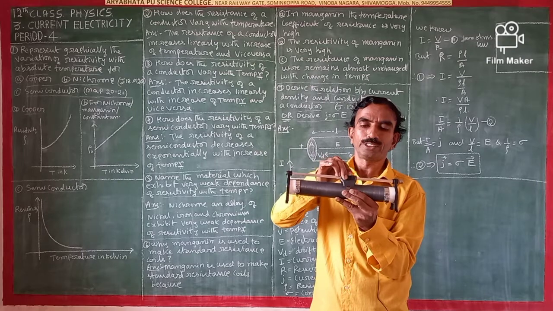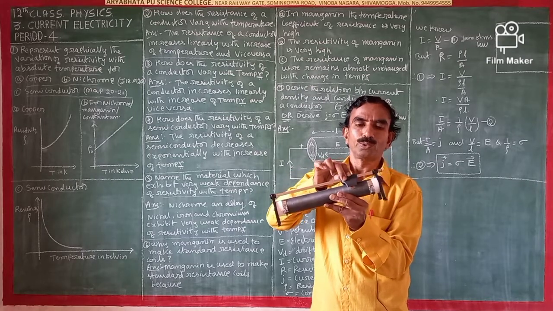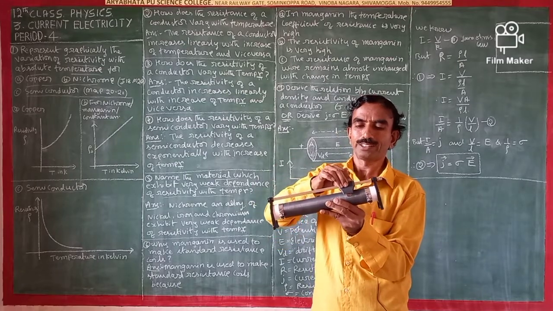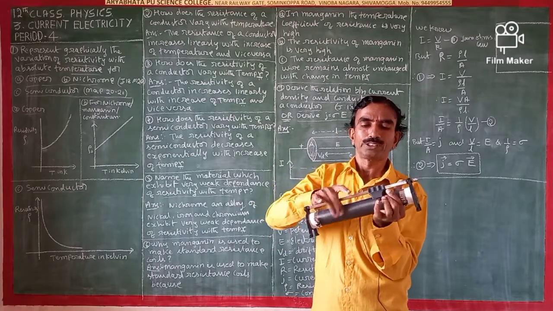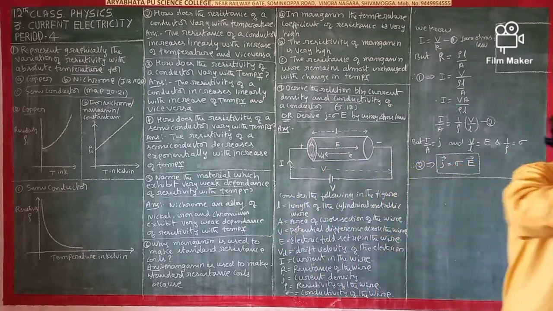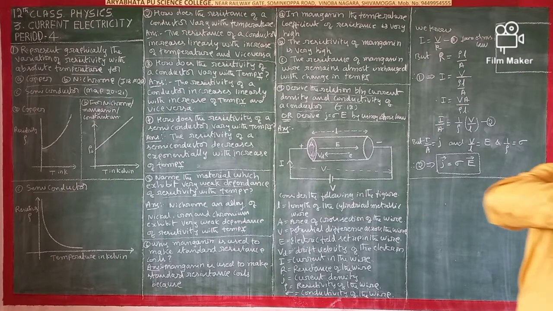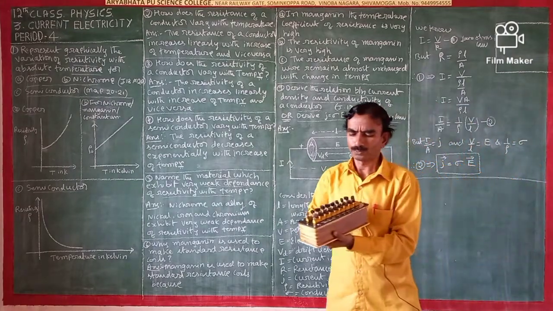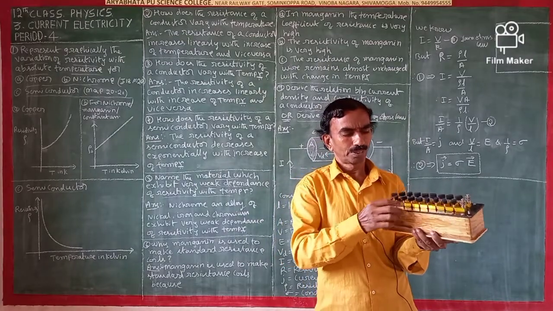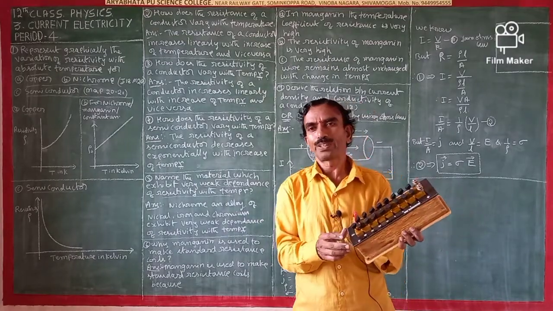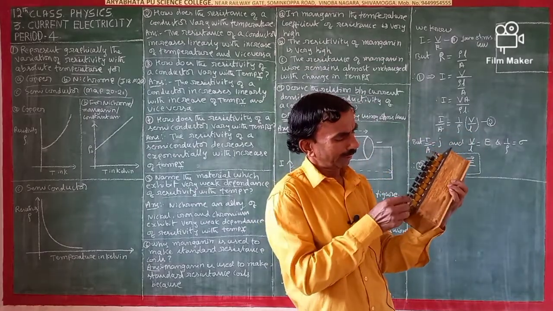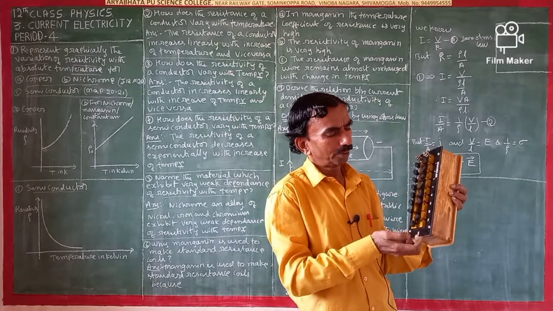A rheostat is used to vary the current. One wire is connected here, another wire is connected here, and there is a variation of current. So this wire is used in resistance coils, and in the standard resistance box also. If you want 1 ohm, 2 ohm, 5 ohm, it is there. If you want 235 ohms, 200 ohms, you have to unplug accordingly.